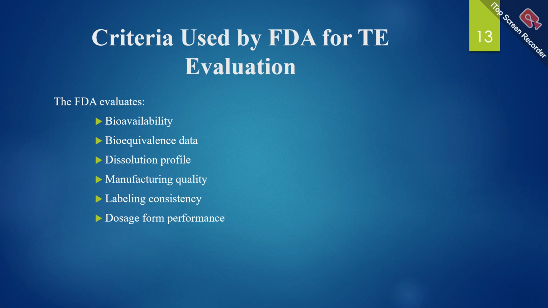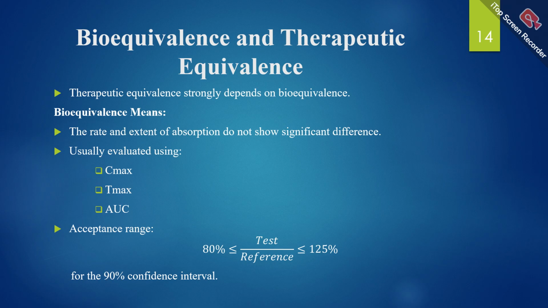Next, criteria used by FDA for therapeutic equivalence evaluation. See here, FDA evaluates bioavailability and bioequivalence data, and also dissolution data, manufacturing quality, labeling consistency, and dosage form performance. By evaluating all these things, the FDA will give the TE rating.